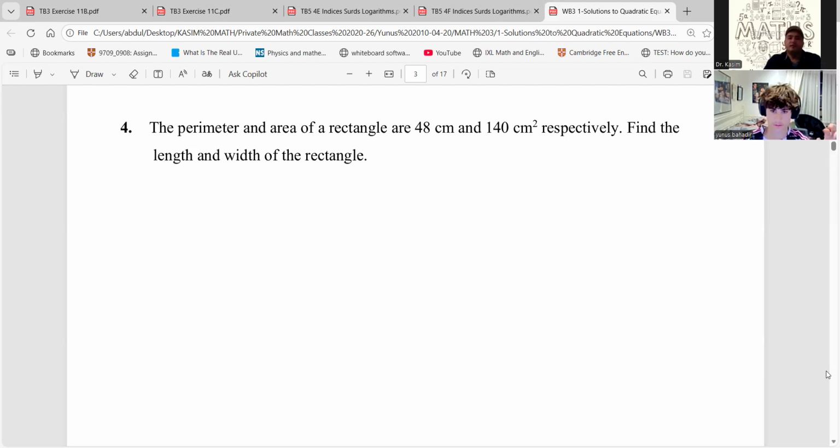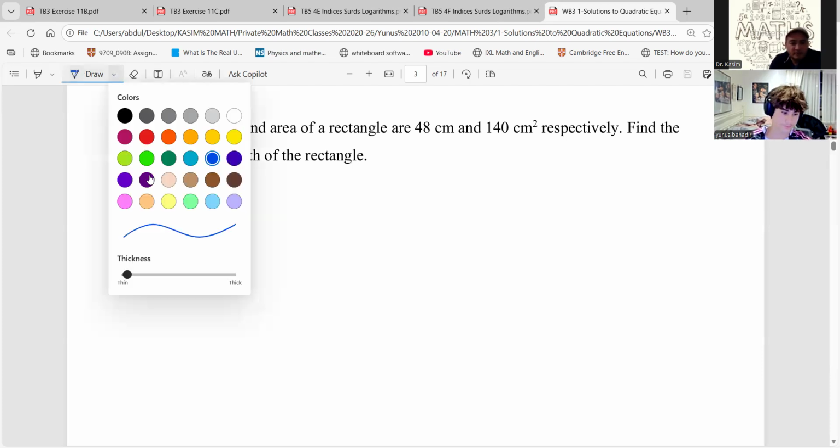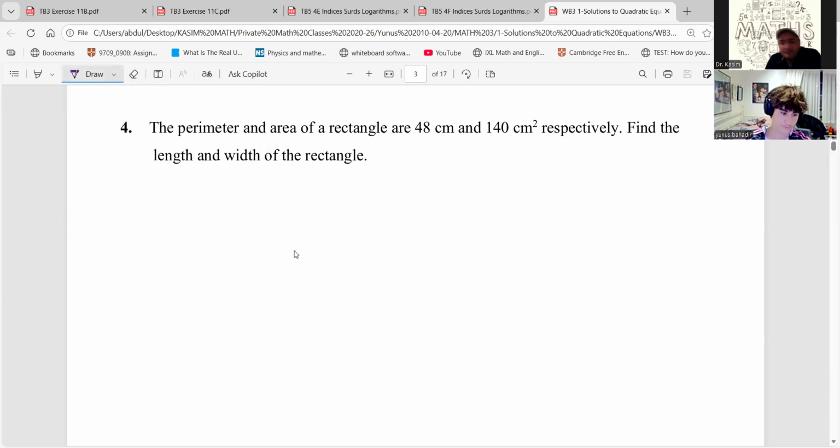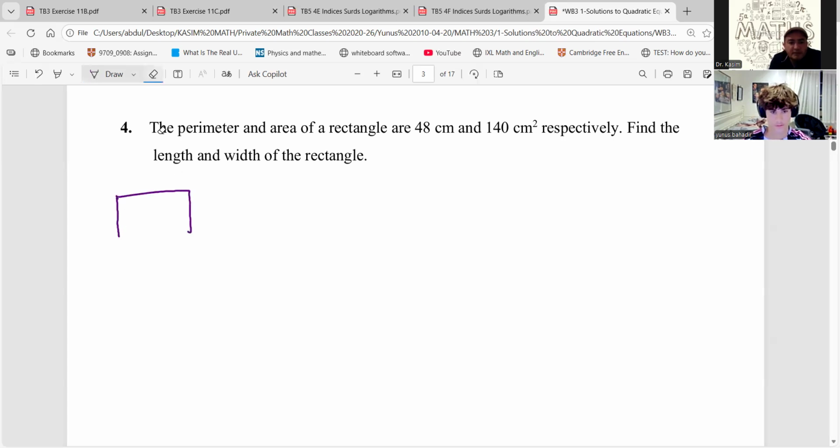Okay, this one, Yunus, let's do it together. Suppose you're a teacher, I'm a student, and I'm going to write here. This is the question. We are talking about the rectangle, and we know that it has two dimensions, right? Length and width. What is given here? The perimeter and the area. What is the first thing we have to do here? So you draw the rectangle. Let's draw a rectangle.